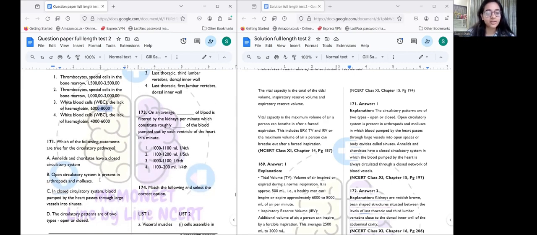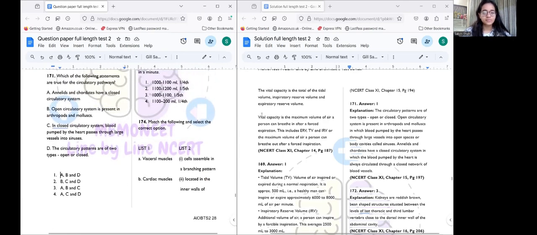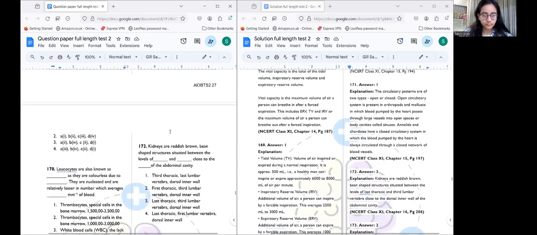For 171, which of the following statements is true for circulatory pathways. Okay, so circulatory pathways are of two types, open and closed. So this statement is correct, D. In closed circulatory system, blood is pumped by heart, passes through large vessels into sinuses. No, that happens in open circulatory system. In closed circulatory system, it is supposed to flow through blood vessels, right? It will never go into sinuses, which is an open space. So this statement is wrong. Open circulatory is present in arthropods and mollusks. That's correct because they are the little lesser developed category, right? And in annelids and chordates, they are more developed. So they have a closed circulatory system. So A, B, and D is correct, which is the first option. So answer for 171 is the first option. Okay.